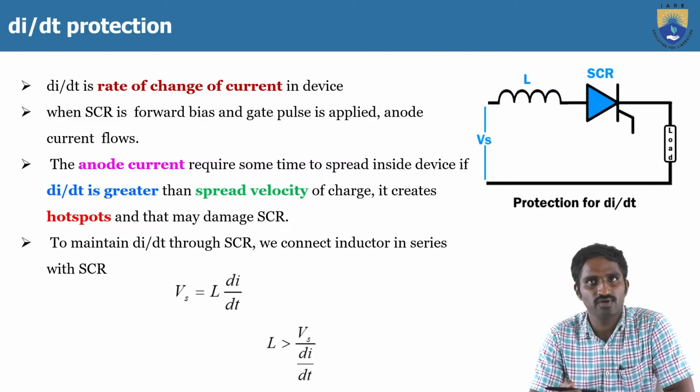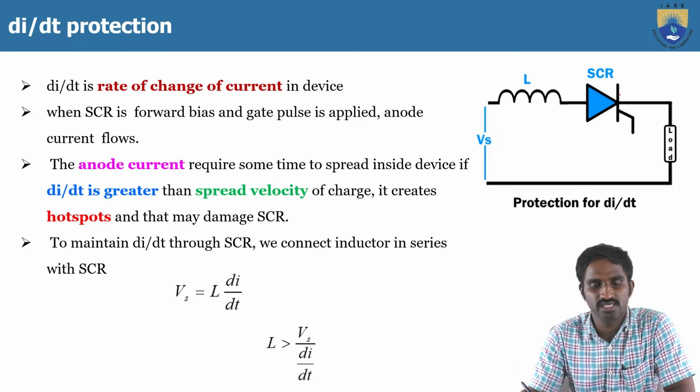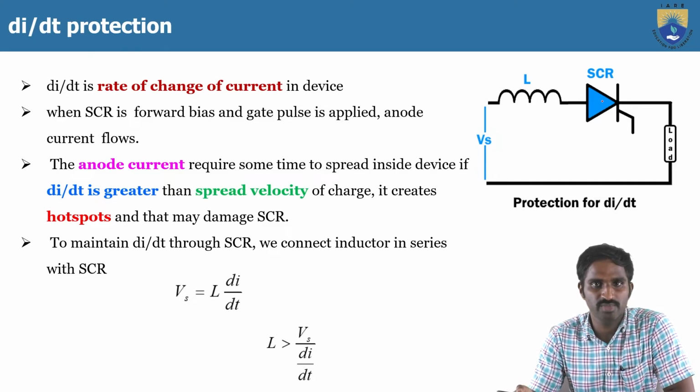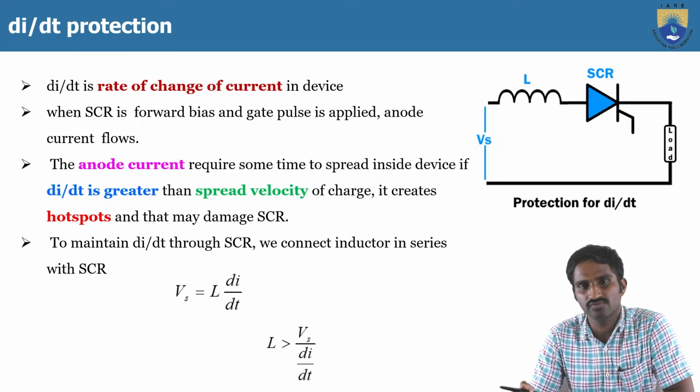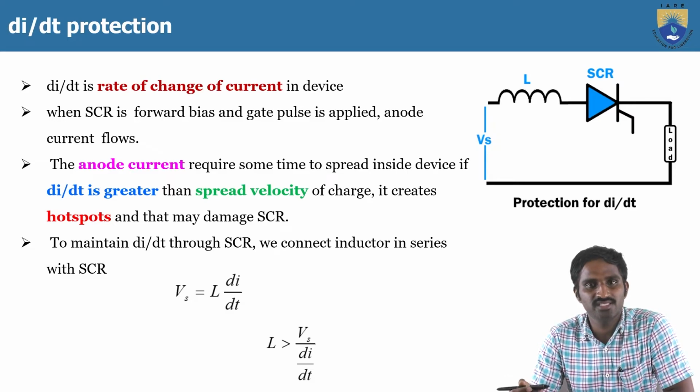When the SCR is forward biased and a gate pulse is applied, the anode current will flow through the thyristor. To turn on the thyristor, again I am repeating, it must satisfy two conditions: we must apply the forward biased voltage across the thyristor, and we must give the gate current. Why? To increase the anode current above the latching current, then only the thyristor will turn on. So we are increasing the anode current by applying the forward biased voltage and the gate signal.